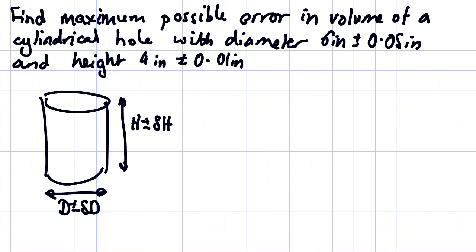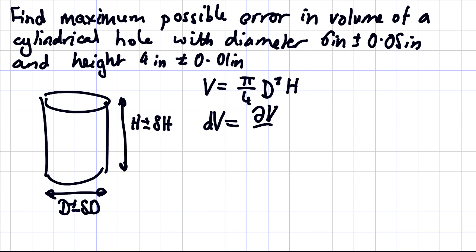So the volume of the cylinder will be given by pi over 4 d squared times h, remembering we're working with the diameter and not the radius. So the first thing we do is we write down the total derivative. So that's dV/dd times dd plus dV/dh times dh.